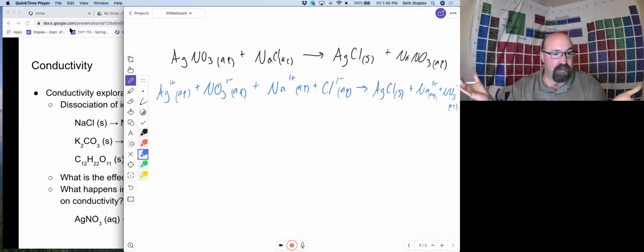And so that's another concept of conductivity that you're going to explore in this lab, by taking the conductivities of a couple mixtures, mixing them together, a precipitation reaction will occur, and then you're going to look at what the conductivity is of the actual mixture.